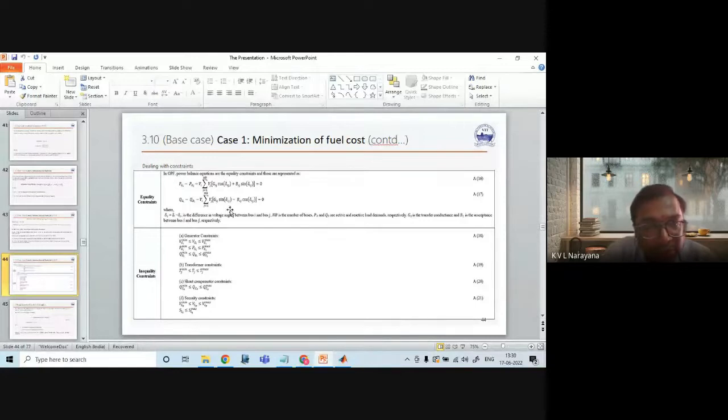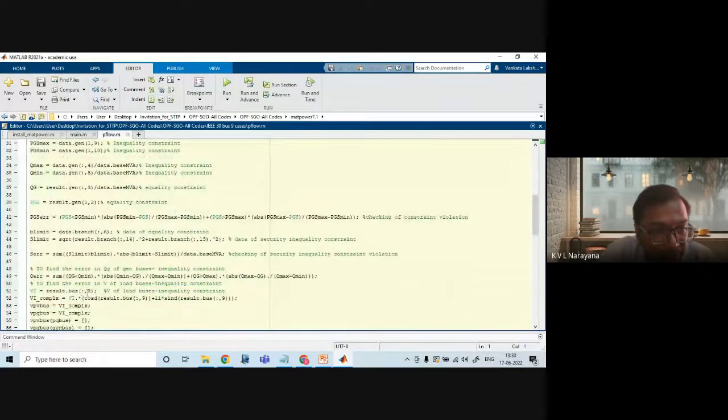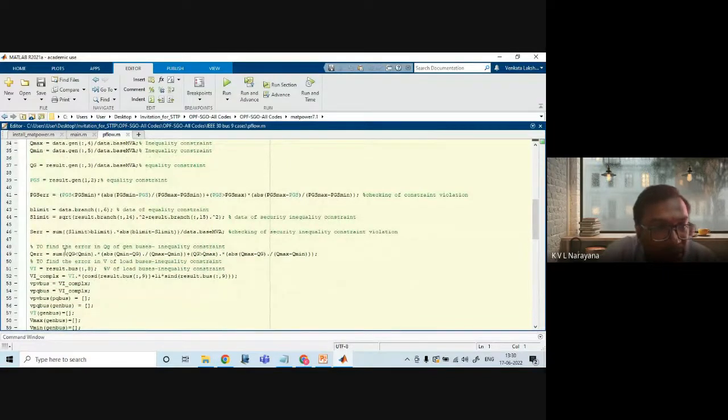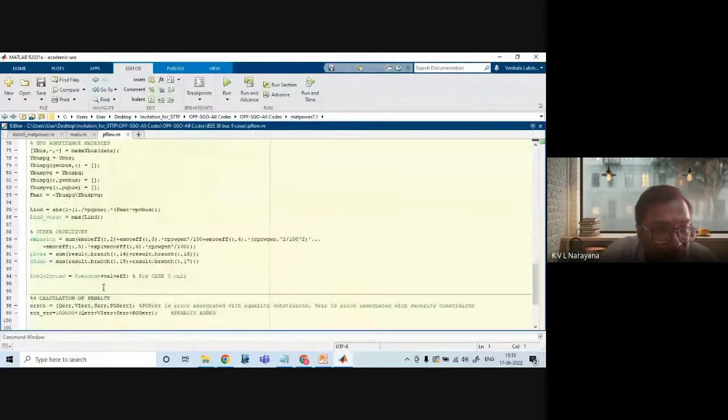If there is a violation of the equality constraints, that is represented by the error. So this PGS error represents the equality constraint error. So every time this PGS error is calculated. Next, after that, inequality constraints are also calculated. So these are all the errors corresponding to the constraints. So all these errors are added to this fitness function. See here.